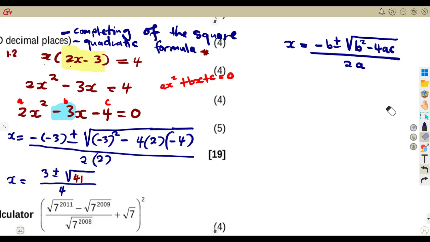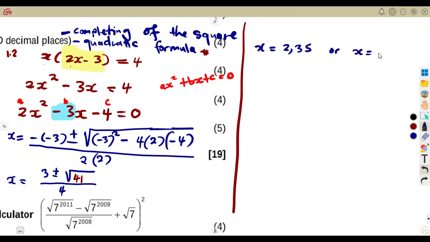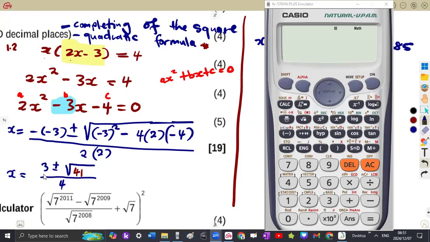From there, we can obtain our exact solutions from our calculator. We start with a plus, then we go to a minus. A plus is going to give us 2,35, and x is equal to minus 0,85 if we work out with a negative. If you do not know how to round off your answers, remember that rounding off is part of your simplification. Your calculators can also help you to do that. Remember, this is what we want: 3 plus the square root of 41, divided by 4. That was going to give us 2,35, and so on.